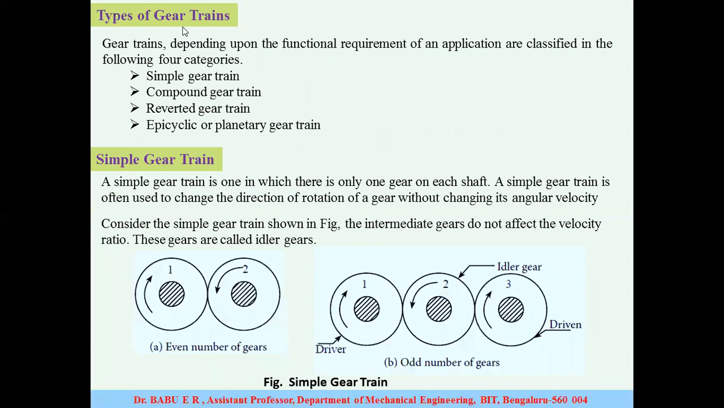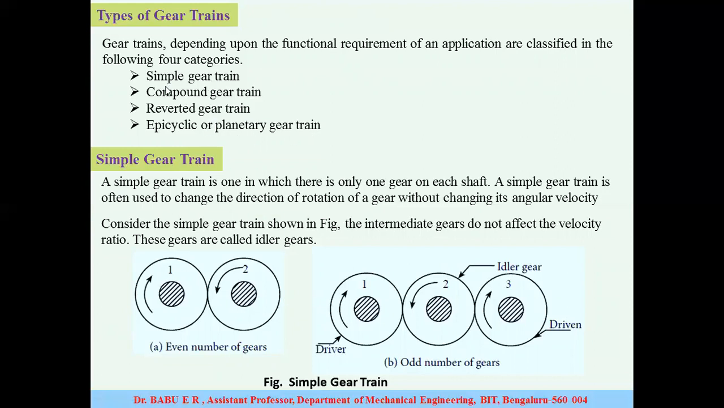Coming to the types of gear trains. Depending upon the functional requirement of an application, gear trains are classified into four categories. The first one is simple gear train. The second one, compound gear train. Third, reverted gear train. And fourth, epicyclic or planetary gear train. Now we'll see one by one.